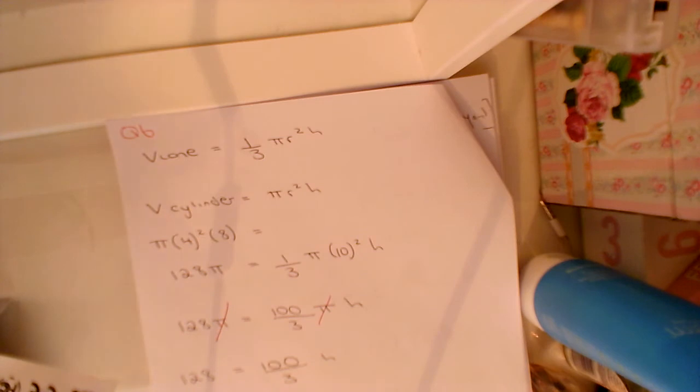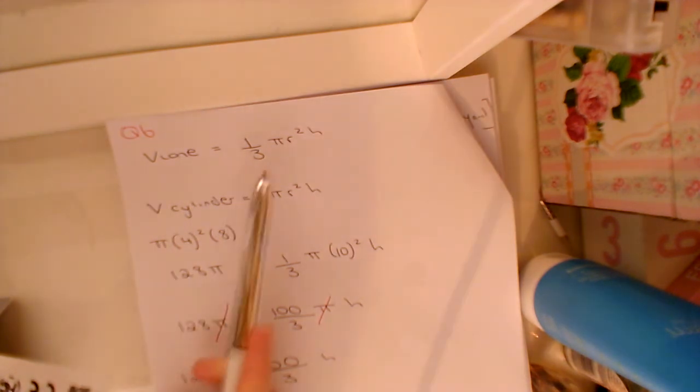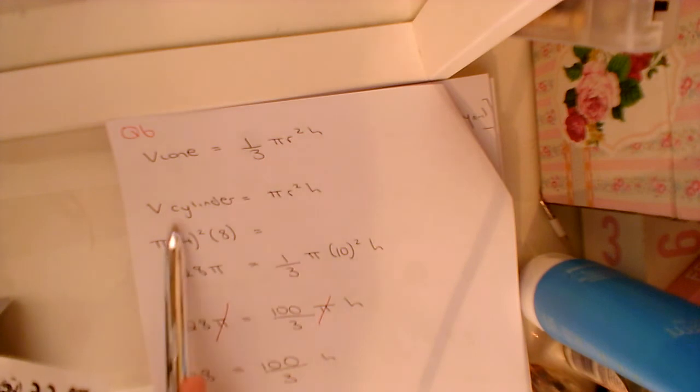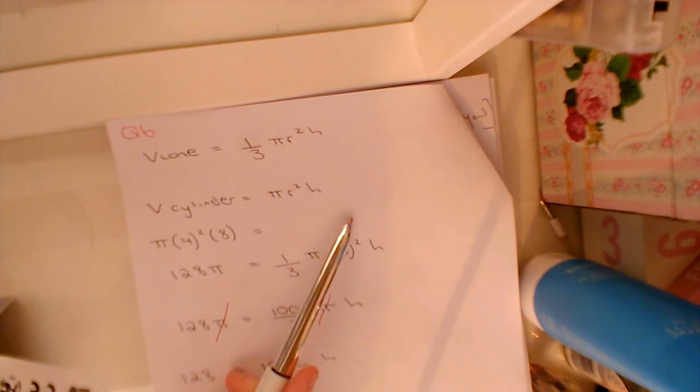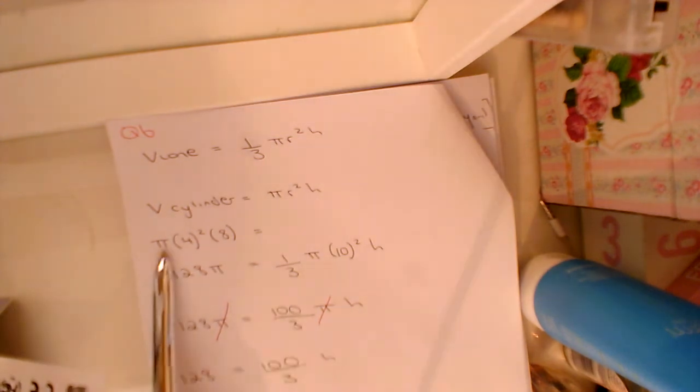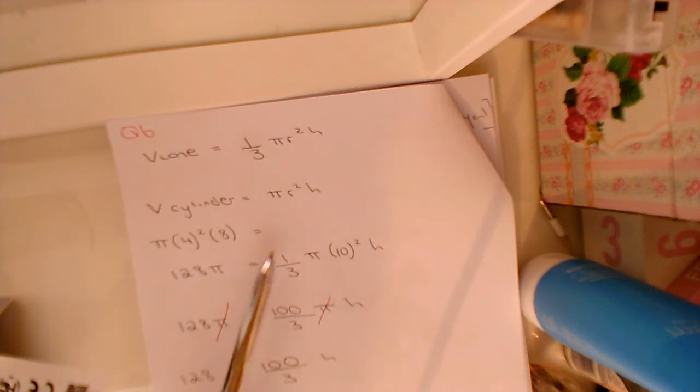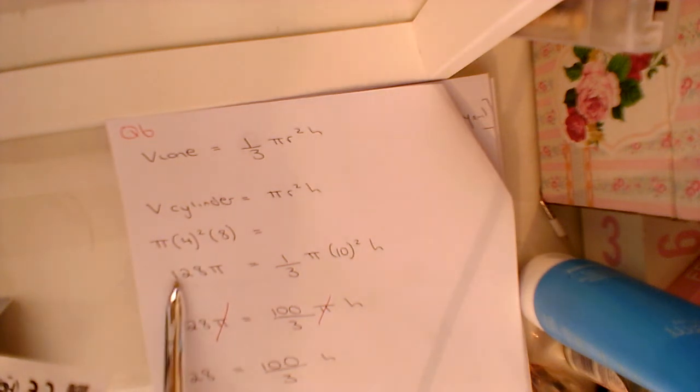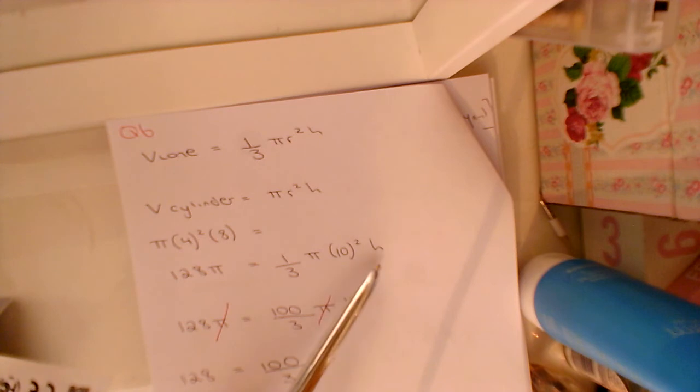Question 6 then: a cone of radius 10 centimeters has the same volume as a cylinder with height 8 and a radius of 4. Find the height of the cone to the nearest millimetre. Okay, so the volume of the cone is equal to 1 over 3 pi r squared h. The volume of a cylinder is equal to pi r squared h. So I have 128 pi is equal to the volume of my cone, 1 over 3 pi r squared h.